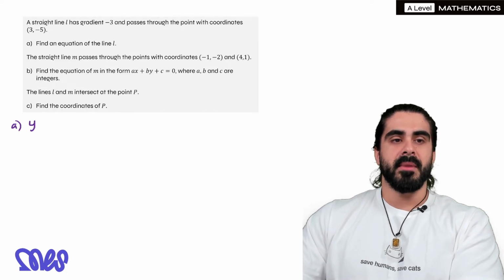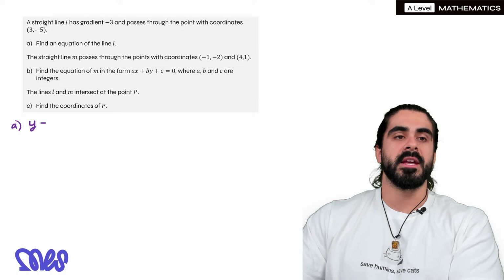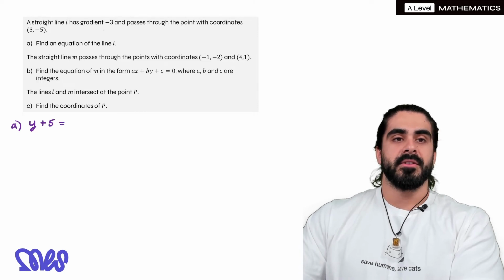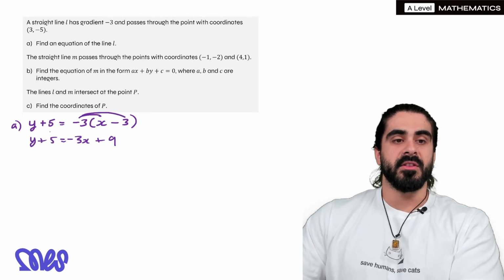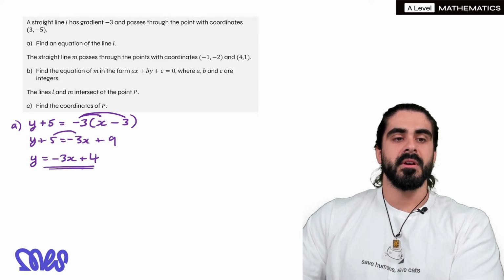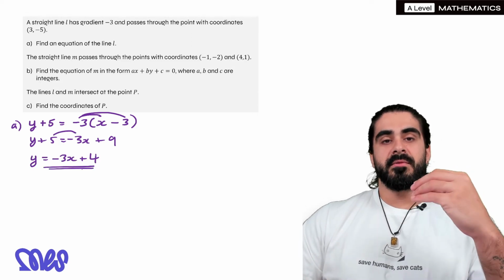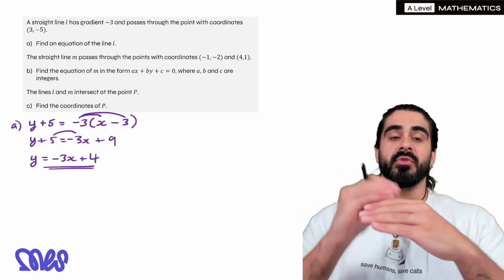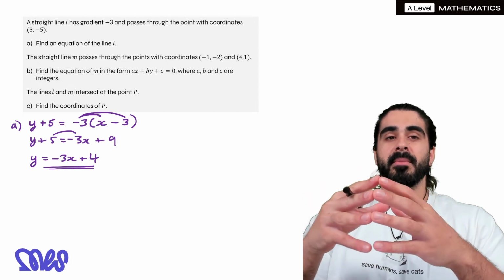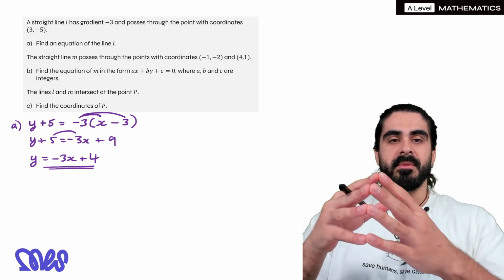So we're going to do y minus y1. Well, y1 here is minus 5. So the double minus makes it y plus 5. The gradient is minus 3. X minus x1 is 3. Multiply this out. Now they haven't specified the form, but because y is on its own, let's move that over there. I would say you want to leave your line in the form ax plus by plus c is 0 when the gradient is a fraction. If it's a whole number, just rearrange it for y, like y equals mx plus c.